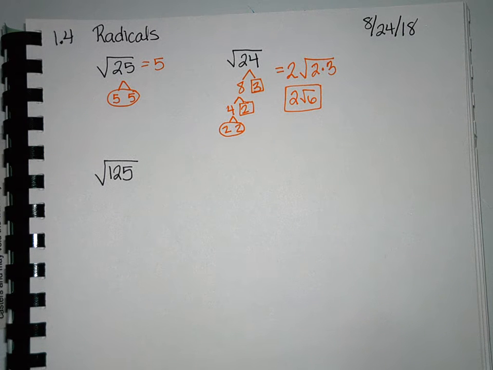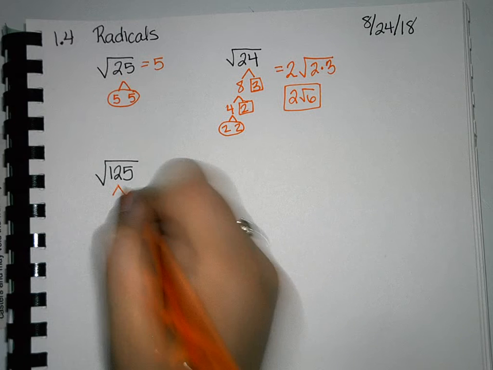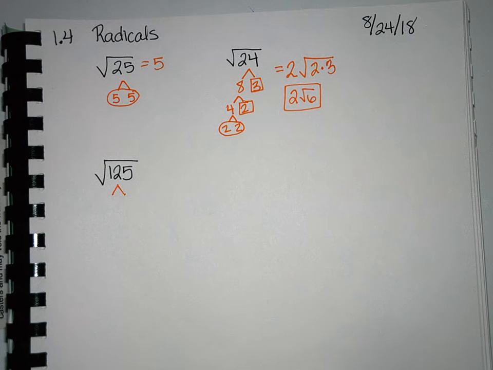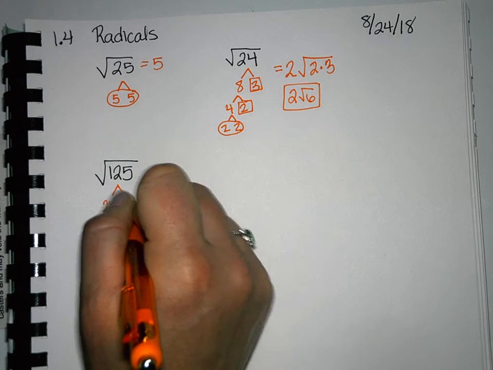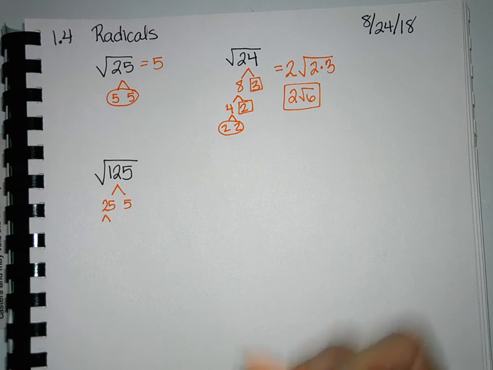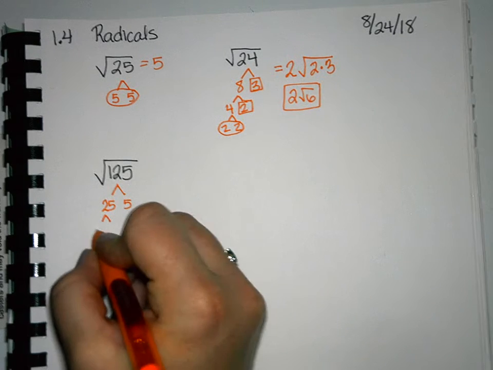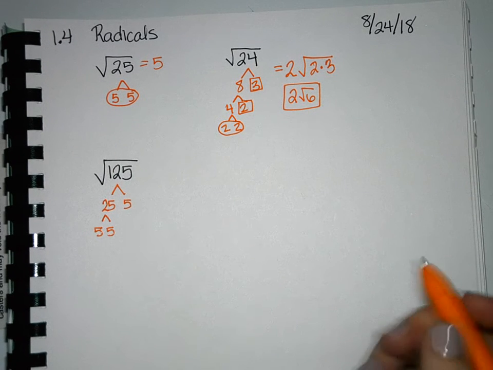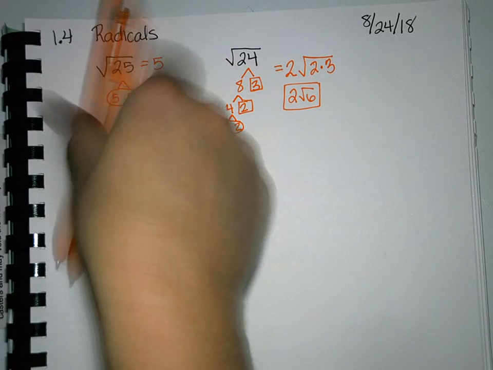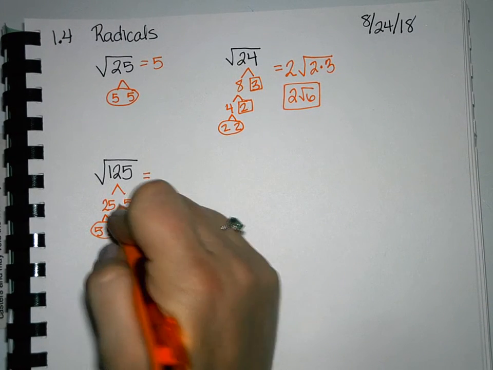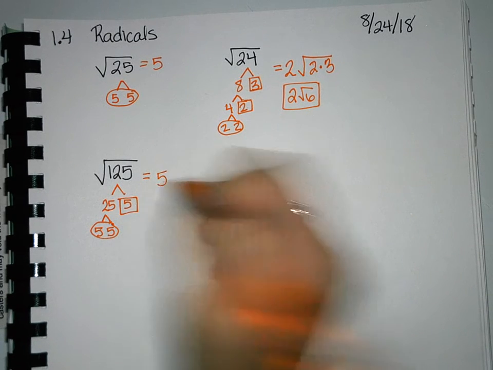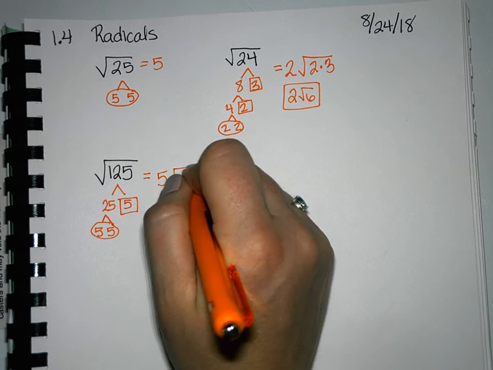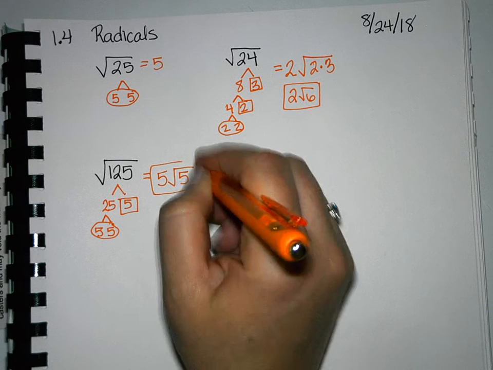Can anyone think of two numbers that multiply to 125? Chase? 25. Or 25 and 5? Okay, so 5 is prime. What about 25? How can we break 25 down? 5 and 5. Okay, so what do we have a pair of? We have a pair of 5s, and then we have something left over that didn't pair up. So the pair we'll write on the outside as a 5, and then what didn't pair up goes back inside the square root, and you have your answer.